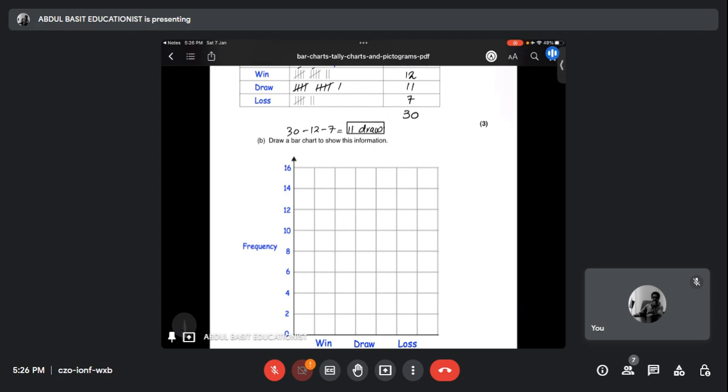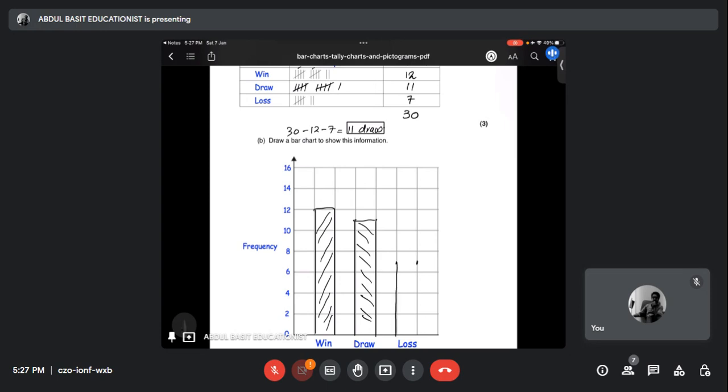Win is 12, so that's the win pillar. So you have to draw a pillar till 12. And draw is 11, so 11 is right in the middle of 10 and 12. Right, Maro, oh sorry, Noor? Right, Noor? Yes, sir. Okay, and Ramsha, the loss is 7, so 7 would be right in the middle of 6 and 8. Right? Yes.